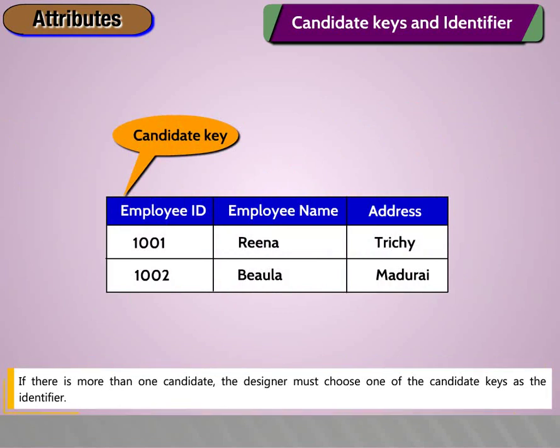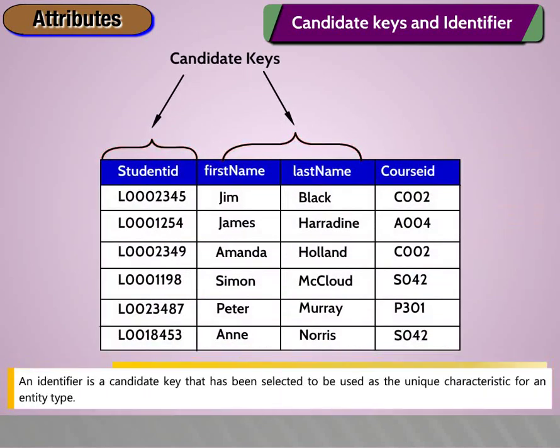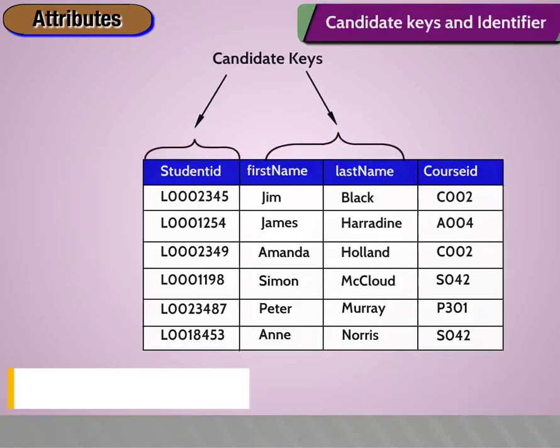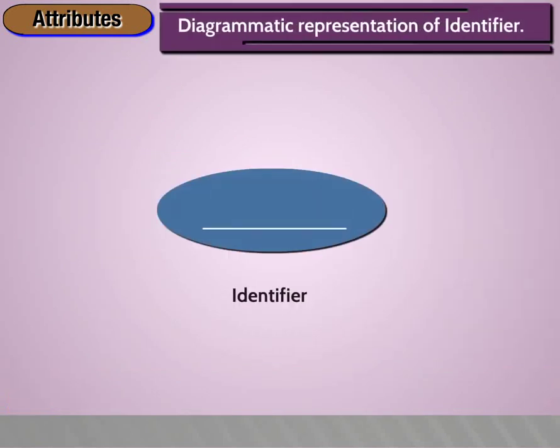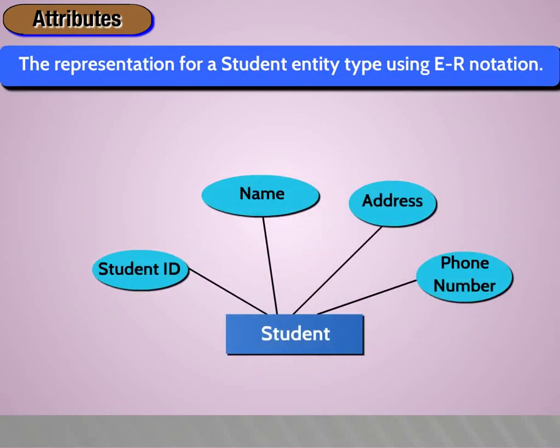If there is more than one candidate, the designer must choose one of the candidate keys as the identifier. An identifier is a candidate key that has been selected to be used as the unique characteristic for an entity type. The diagrammatic representation of identifier: the representation for a student entity type using ER notation.